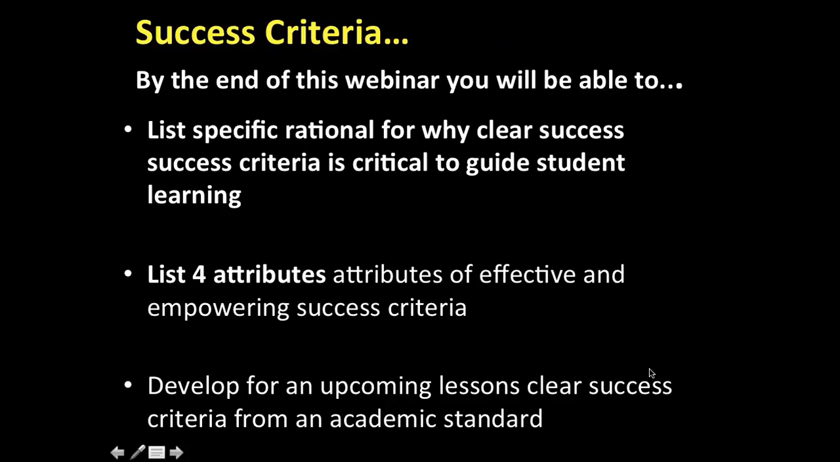For you as the learners, you'll know you have met that learning intention when you can do these three things. By the end of this webinar, you should be able to list the rationale for why success criteria is critical to guide student learning, list 4 attributes of effective and empowering success criteria, and develop for an upcoming lesson or set of lessons some clear success criteria from an academic standard or academic standards.